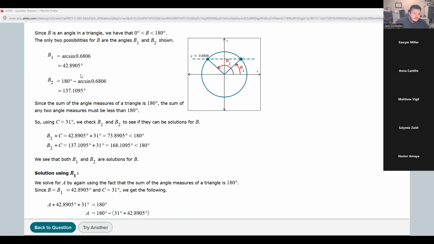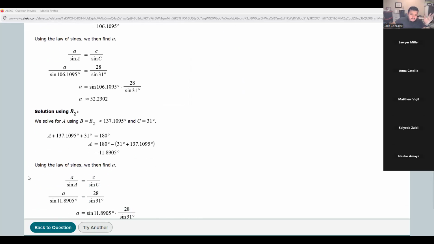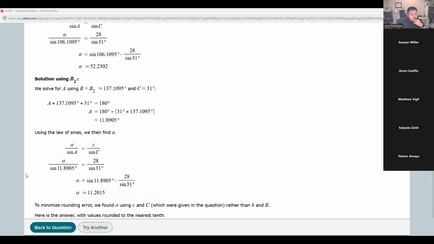So the actual algebra is going to be exactly the same that we just did in question one. Everything will be the same. The new thing is doing this part and then testing these two answers. So then we're going to have two sets of triangles to solve for. Okay.